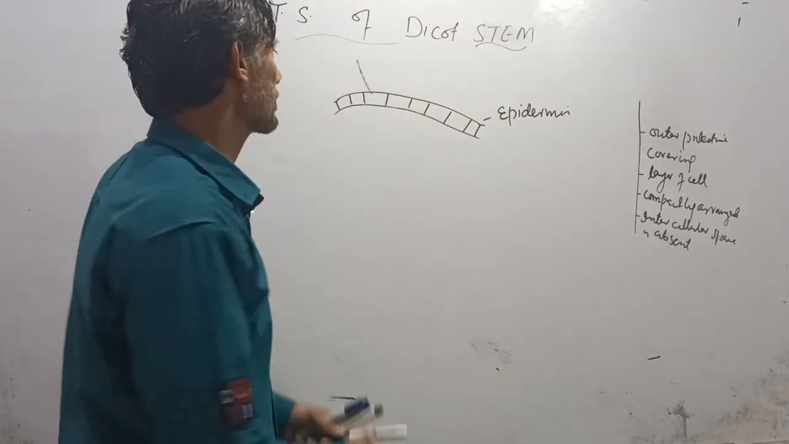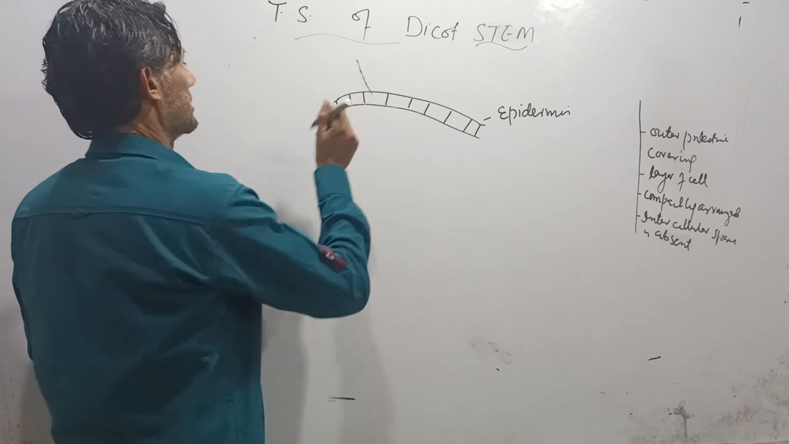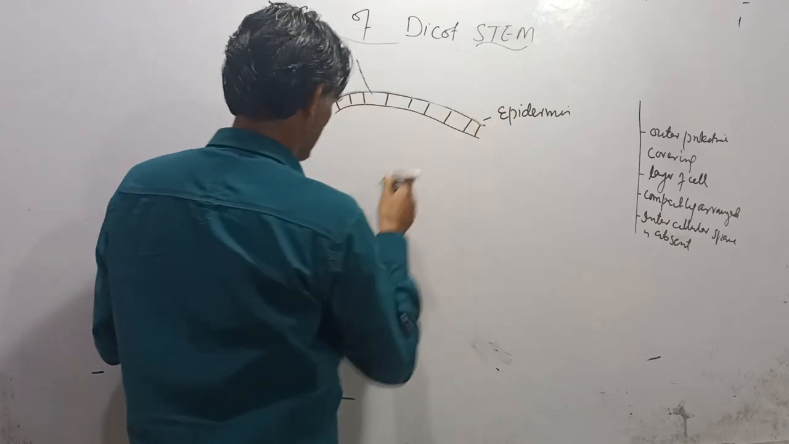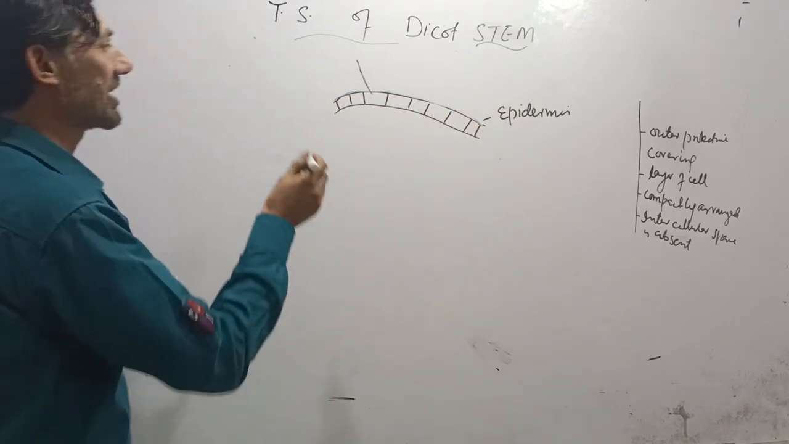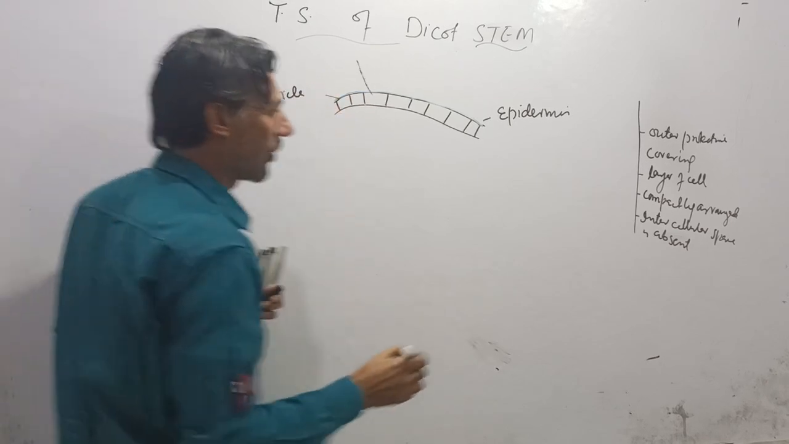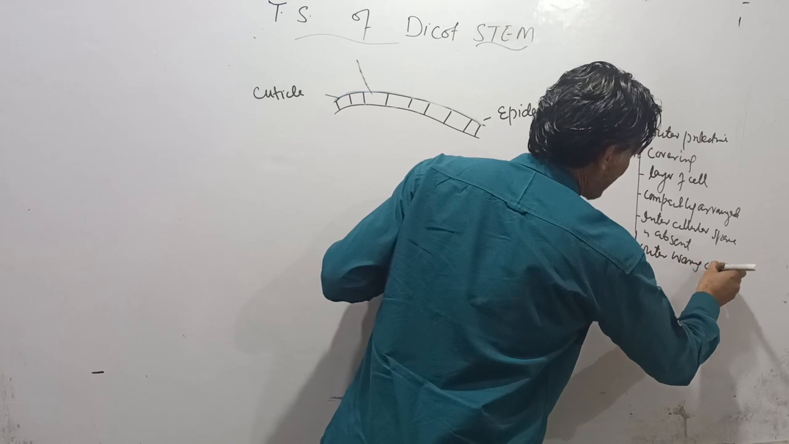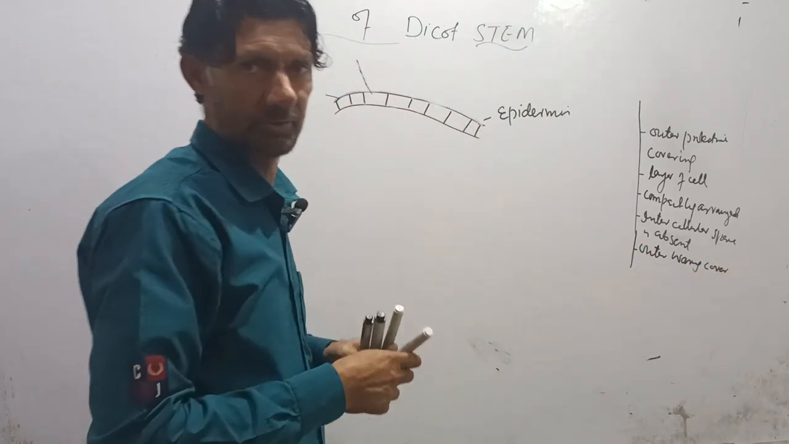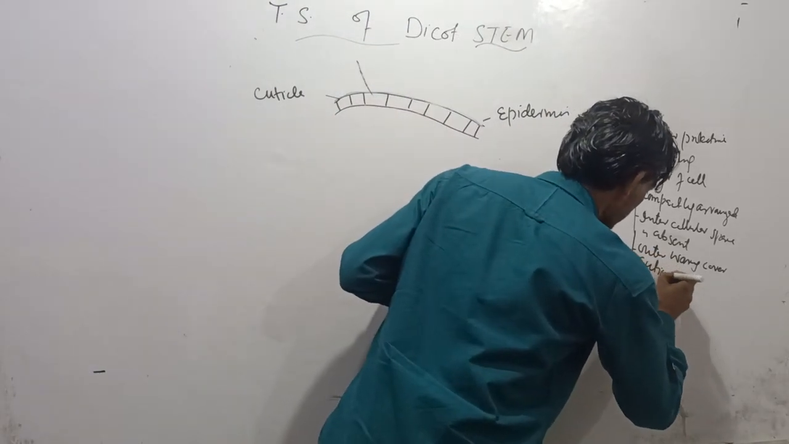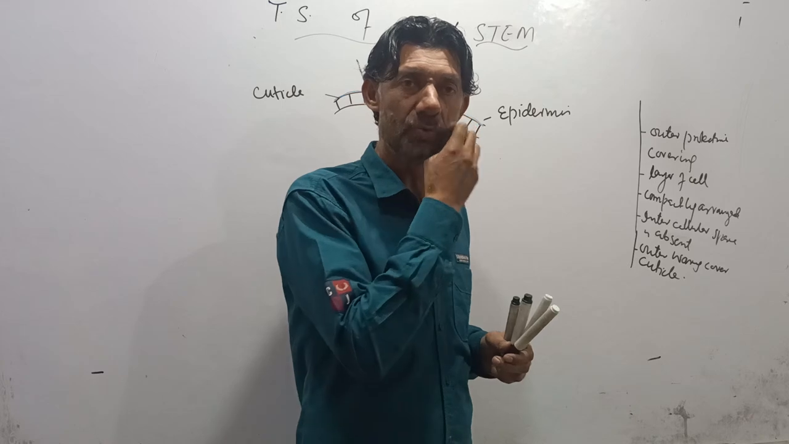Usually the epidermis has a waxy cover outside of it. This outer waxy cover outside the epidermis is called the cuticle. The cuticle's function is that it reduces water loss.